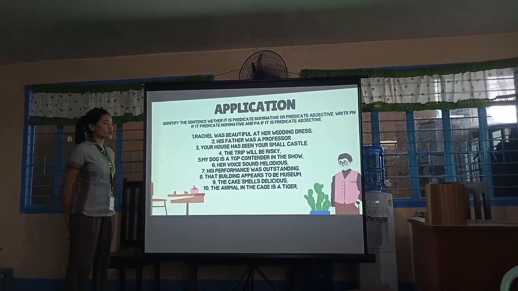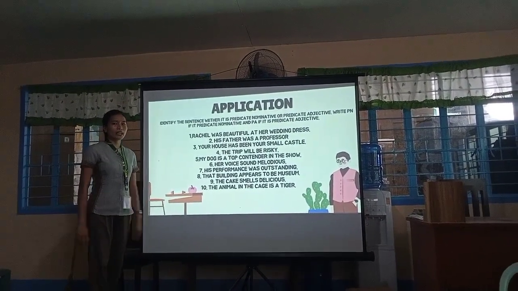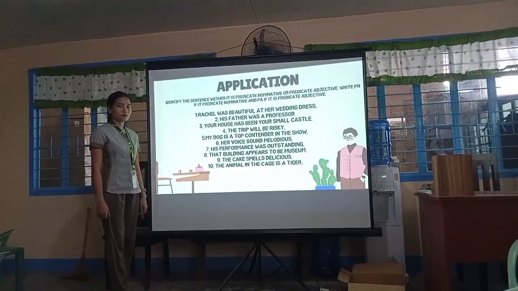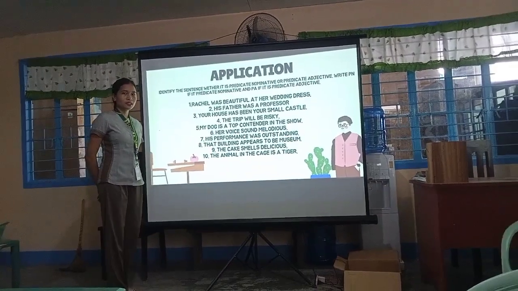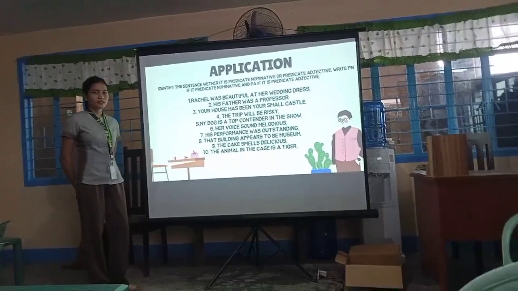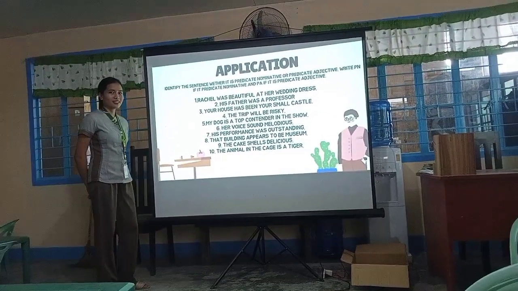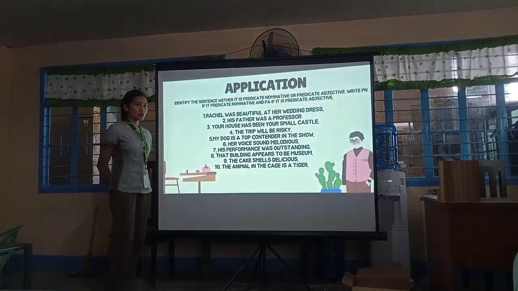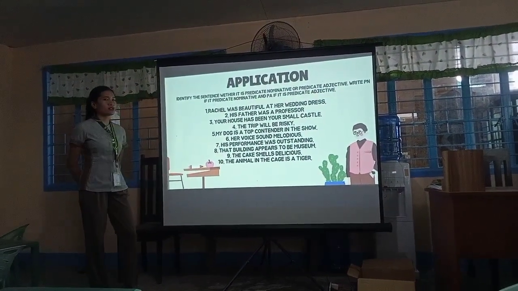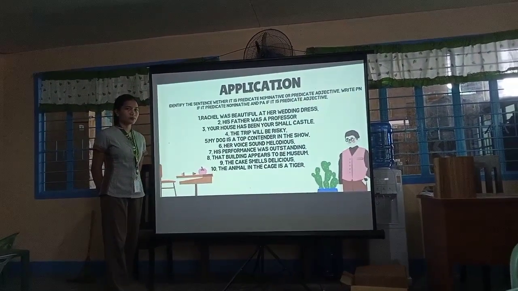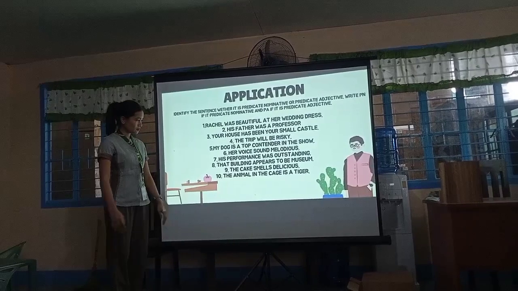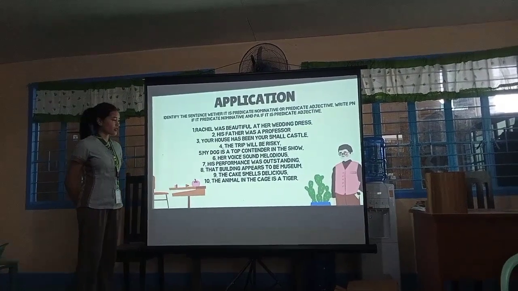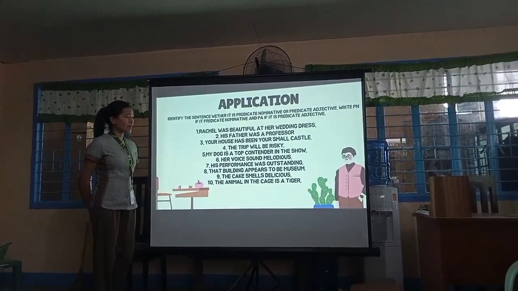Next is number 8. That building appears to be a museum. Is it PA or PN? Miss Blanca? I think, ma'am, it's PN. Why? Because museum renames or identifies the subject, building, indicating its purpose. Okay, let us proceed to number 9. The cake smells delicious. Is it PA or PN, Mr. Ramos? It's PA, ma'am. Why? Because delicious describes the subject, cake, indicating its aroma. Very good, that's correct. Okay, let us proceed to the last number.